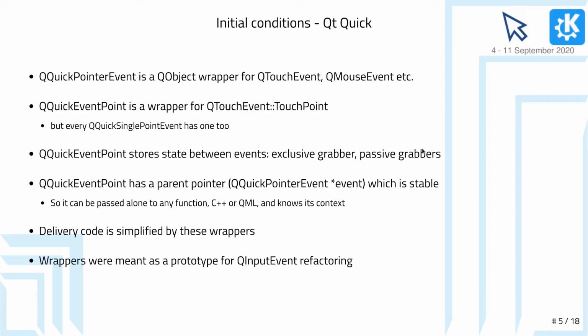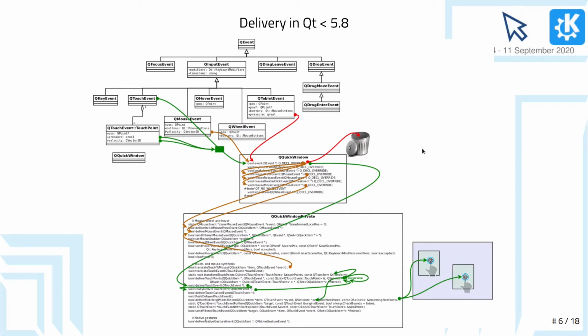Qt Quick Event Point has a parent pointer which is stable, meaning that because the event queue objects are also pooled and reused, then they have stable positions in memory, so we're able to have pointers both directions. But it simplifies the delivery code. It's possible for Qt Quick window to deliver multiple event types with similar code. In Qt less than 5.8, this was a bit more of a mess.